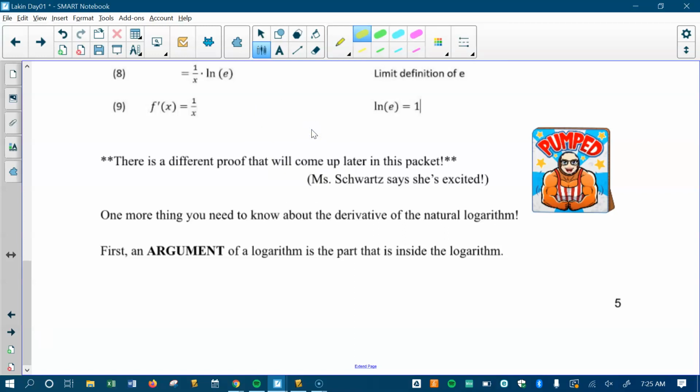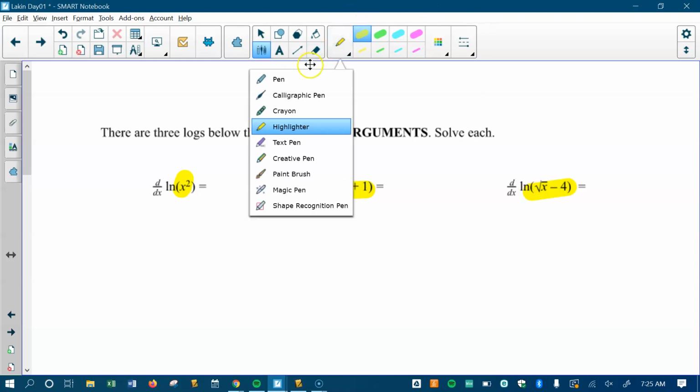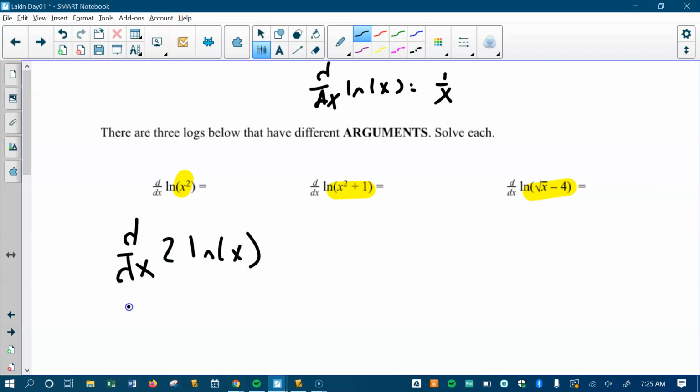Please also keep in mind that I need to go over this for arguments. I want to make sure you know what that is. Each of these, x squared plus 1 and the root of x minus 4, are all arguments, and we're going to solve each one. Now, we also just found out that the derivative of ln of x is 1 over x. Well, then that means that I can apply log properties here. I can do the derivative of 2 ln of x, which is equal to 2 times 1 over x, which is equal to 2 over x.